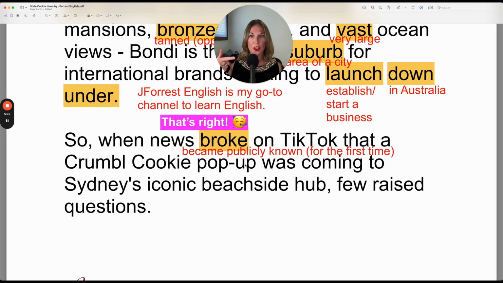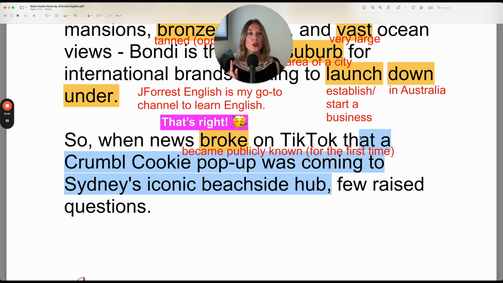When the news became publicly known on TikTok that a Crumbl Cookie pop-up was coming to Sydney's iconic beachside hub, this is the news, that a Crumbl Cookie pop-up was coming to Sydney's iconic beachside hub. Okay, so first of all, have you ever heard of Crumbl Cookie? This is a brand in the US. It's called Crumbl Cookie. That's the name of the company.